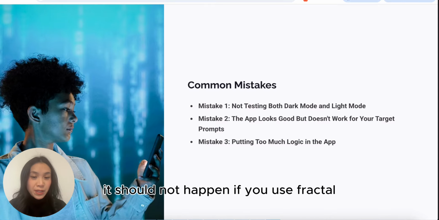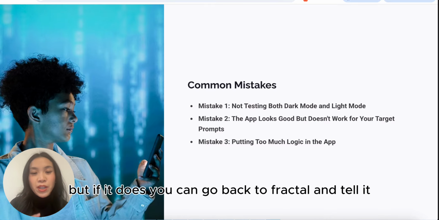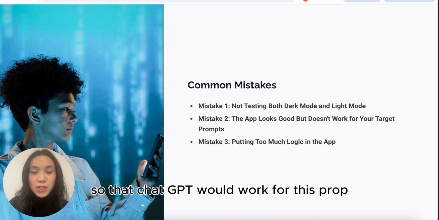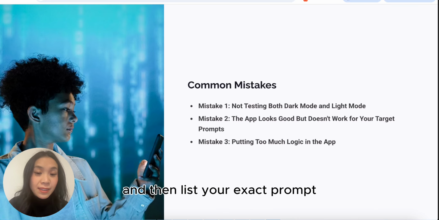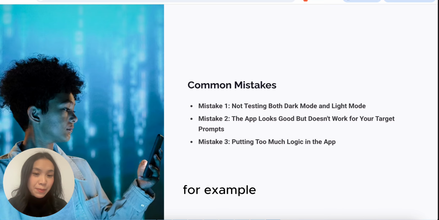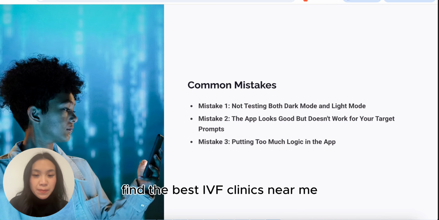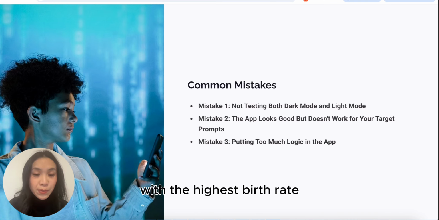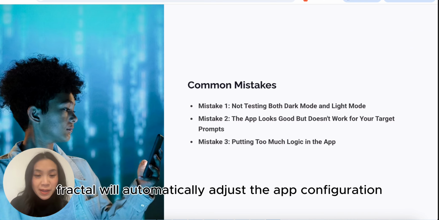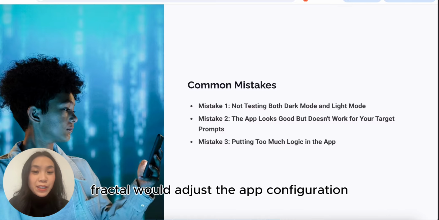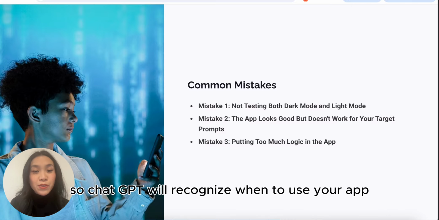It should not happen if you use Fractal, but if it does, you can go back to Fractal and tell it, improve the tool so that ChatGPT would work for this prompt, and then list your exact prompt. For example, improve the tool so ChatGPT would work for this prompt: Find the best IVF clinics near me with the highest birth rate. Fractal will automatically adjust the app configuration so that ChatGPT recognizes when to use your app.